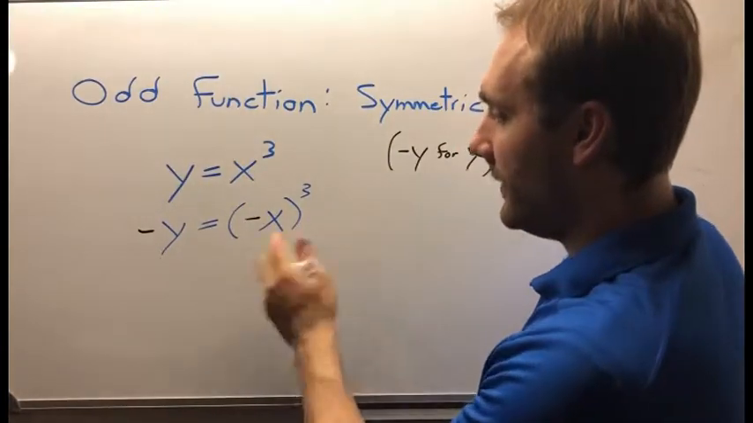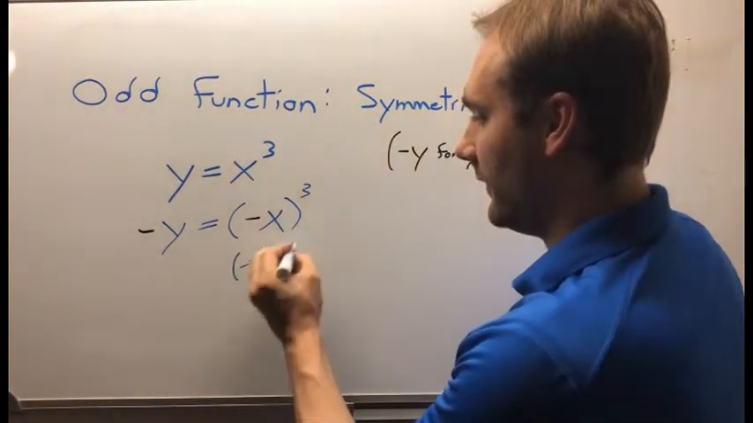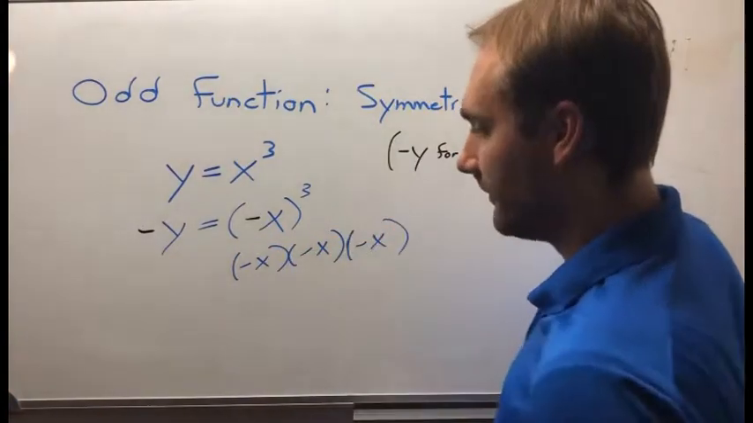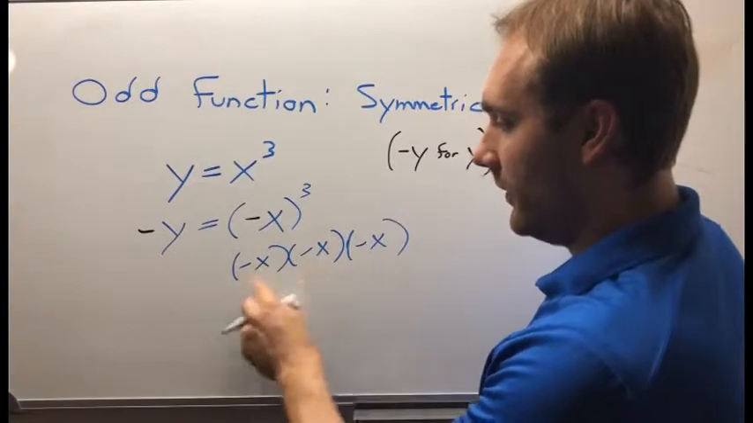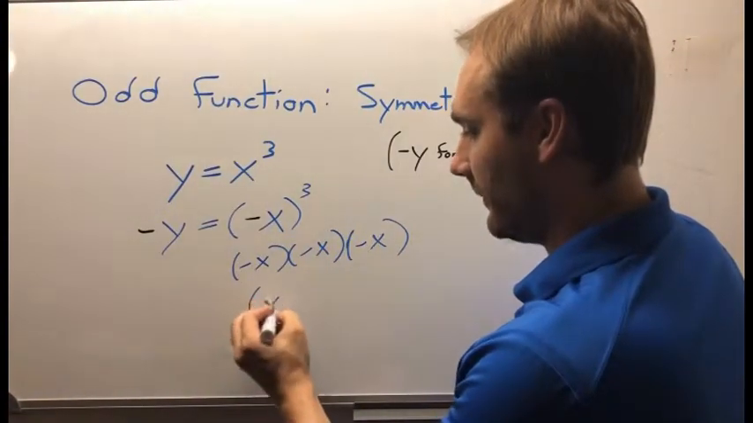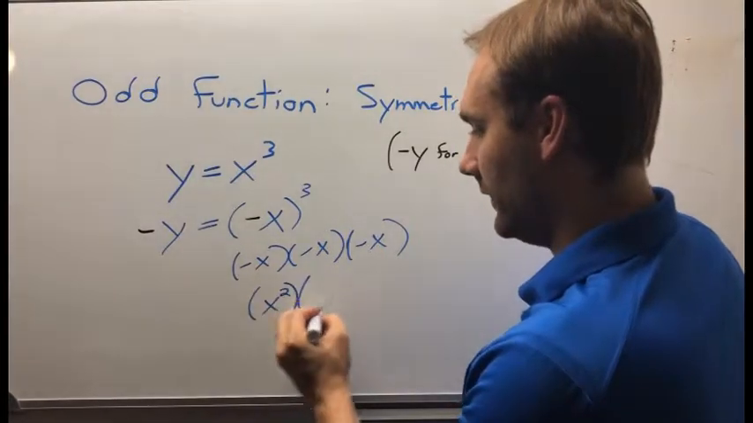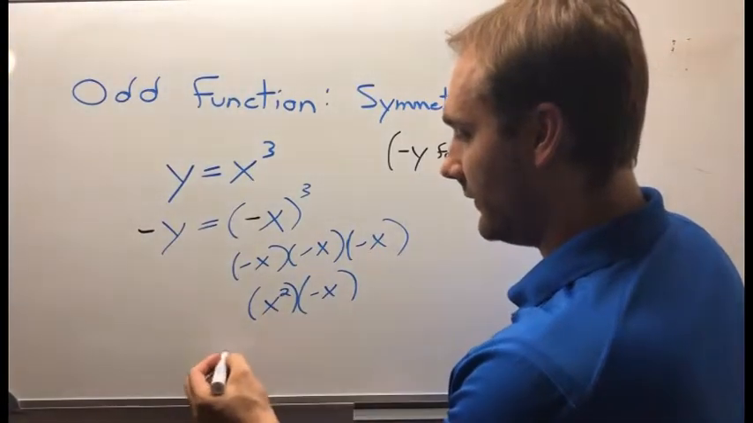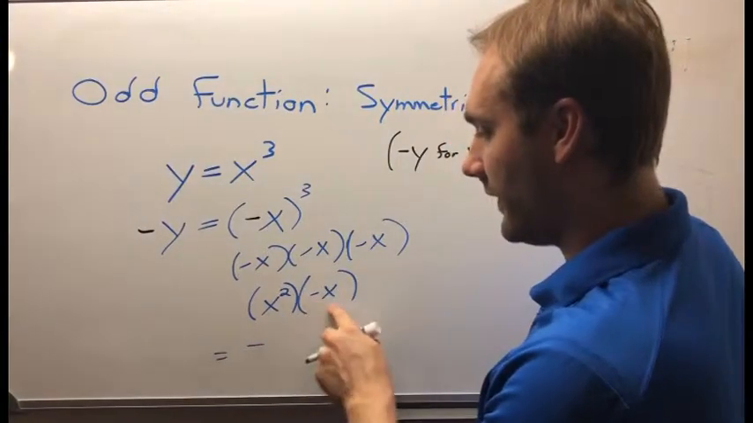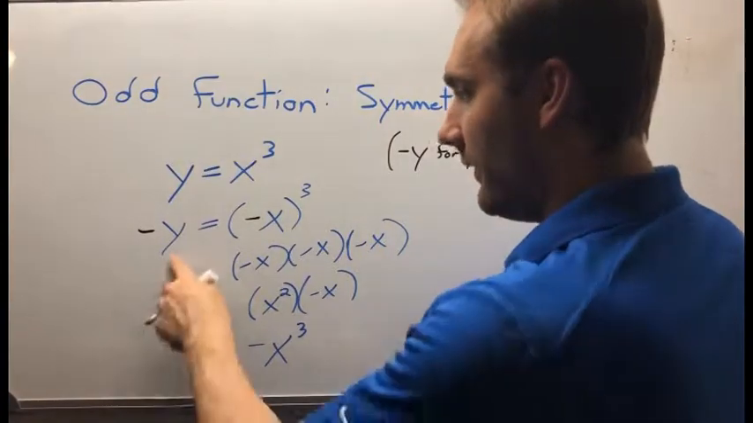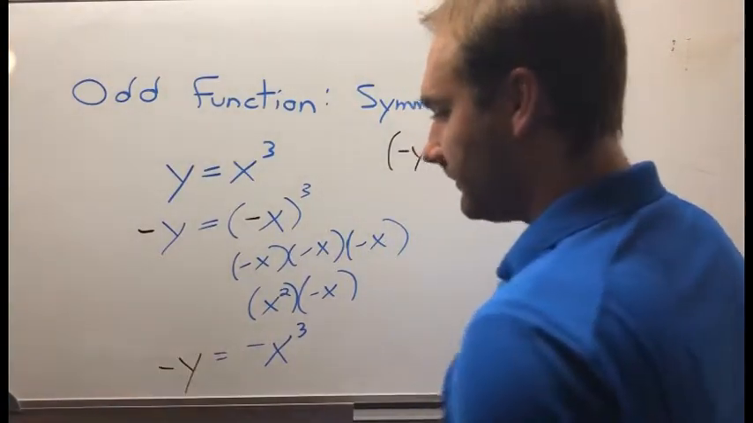So I have 3 negative x's. So negative x times negative x times negative x. 2 of these we know will cancel and become positive. So 2 negatives makes a positive. So it's a positive x squared times negative x. And a positive times a negative is a negative. Negative x squared times x is x cubed. And over here I have negative y.